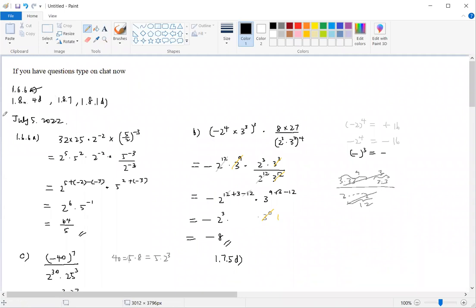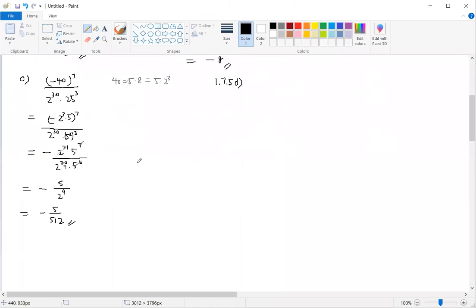Okay, 1.7.5D. Okay, so what do we want to do? Let's read the question first. Evaluate without calculator. Also, it is the same question. Okay, so this question now, just in case someone is not following.